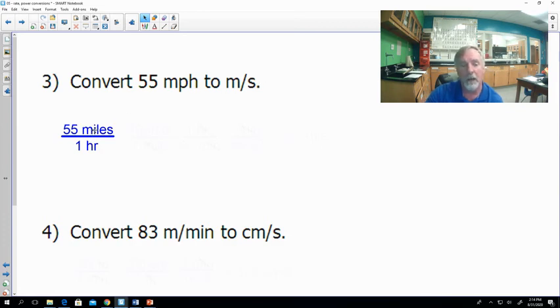So we have to convert the miles here to meters. And we also have to convert the hour here to seconds. So we're going to do that in a couple steps. The first thing to do, let's take our miles and let's convert it into meters.